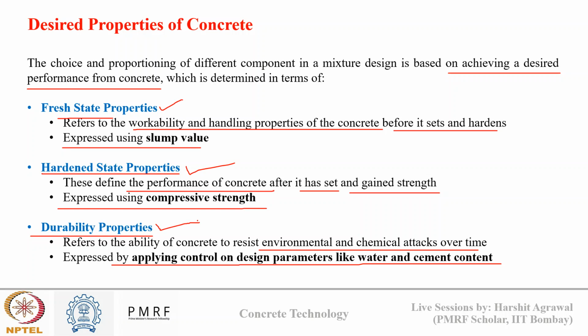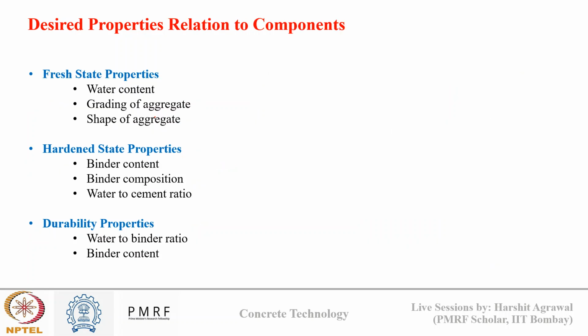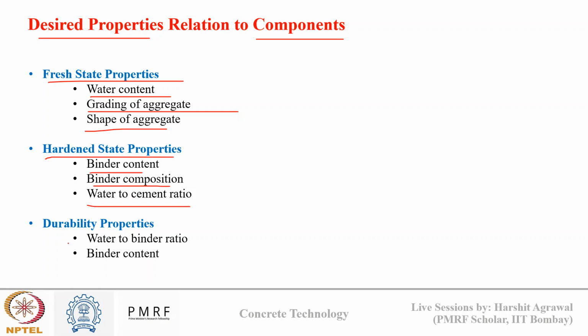Okay, and these three are the most commonly used states for which we design the proportioning of our components. Each of these states depends upon the components in one way or another. So a particular component can influence several properties. Like the fresh state is generally influenced by the water content, grading of aggregate, and shape of aggregate. My hardened state properties of concrete can be influenced by binder content, binder composition, water to cement ratio, while my durability properties of concrete can be influenced by the water to binder ratio and binder content.